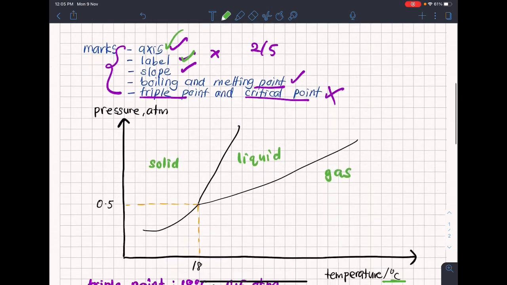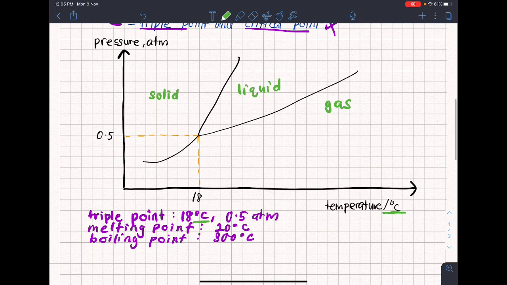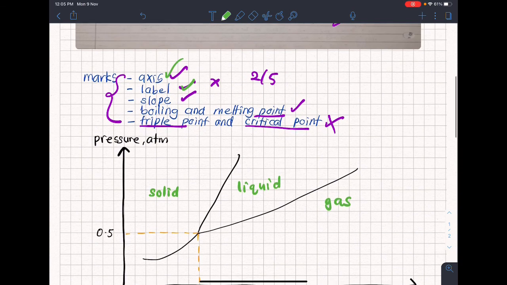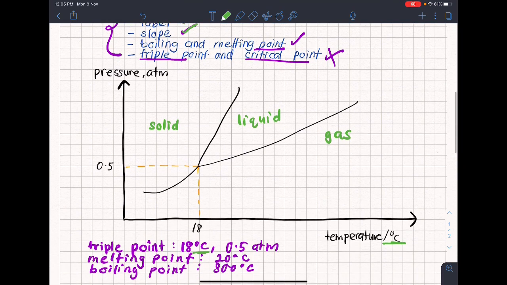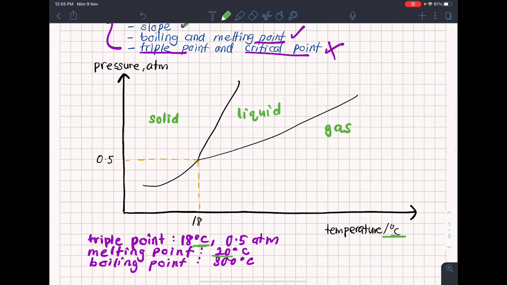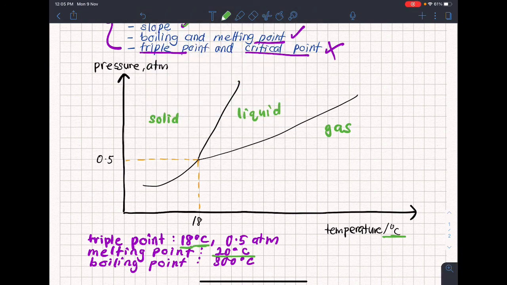Next, after label, you must have the slope. In this question it is a positive slope, so I already drew the positive slope. And next, boiling and melting point. The question gives you 20 degrees Celsius, and the triple point 18. So this one is 18, and 20 will be just beside it.